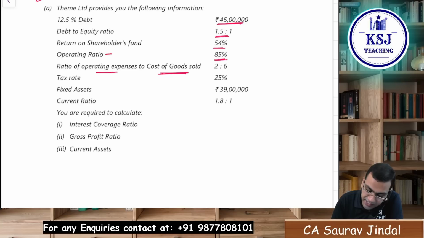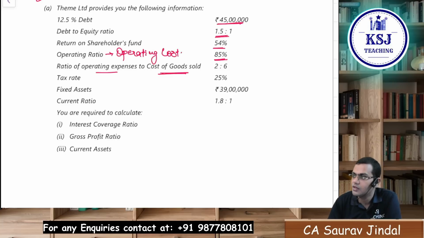Now, what is this operating ratio? This is the operating cost ratio, nothing but your operating cost ratio. 85%. Then operating expenses to cost of goods sold is given, tax rate is given, fixed assets are given, and current ratio is given. You are required to calculate the interest coverage ratio.